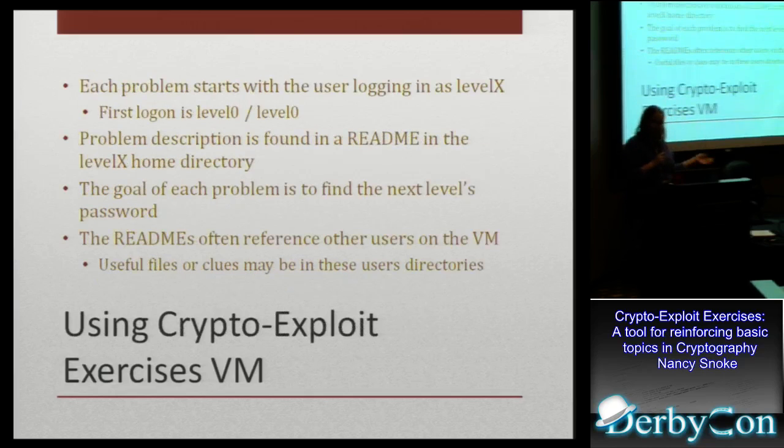So how do we use it? You start by logging into the first level, which is level 0, with the level 0 password. In each home directory for that level, you have a problem description and README. Then your goal is to use the information in the README to try to find the next level's password, which will be somewhere encrypted and done wrong, of course, because if they really did good encryption, you'd never be able to get it. And then you find the next one and log on and get the next problem.